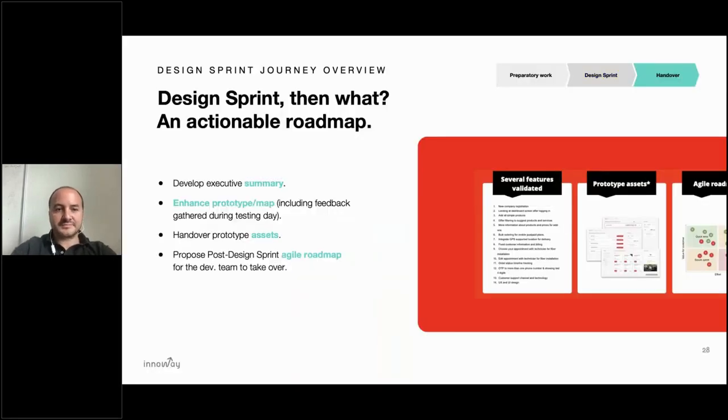After that, we put together an agile roadmap, and we also used all the prototype assets. In this case, there was a very comprehensive backlog with all the features that we wanted to implement, and also there was a high commitment from the leadership team to make this happen, which is key in this situation, especially in the delivery part, once you finalize the design sprint.